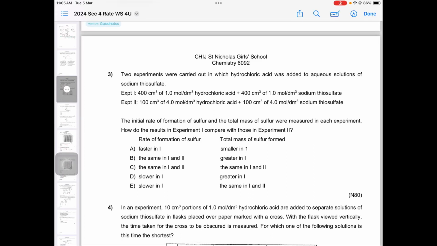Good morning, ladies. For today's lesson, I'll be going through some multiple choice questions with you with regards to the factors that affect rate of reaction, which I covered in the previous lesson. Okay, so please look at question number 3.